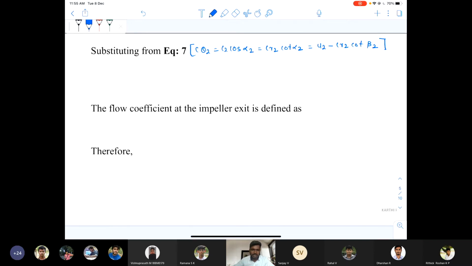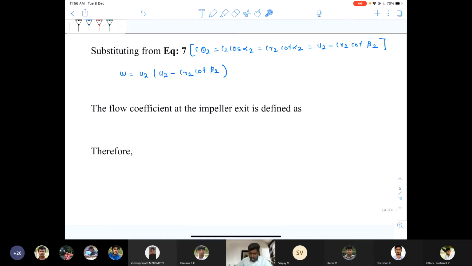Therefore, by substituting the value of C theta 2 from this equation, you will get W is equal to U2, and instead of C theta 2 you substitute U2 minus CR2 cot beta 2. That is, C theta 2 is equal to U2 minus CR2 cot beta 2. We substitute this equation here, and therefore the specific work will be equal to U2 into U2 minus CR2 cot beta 2.